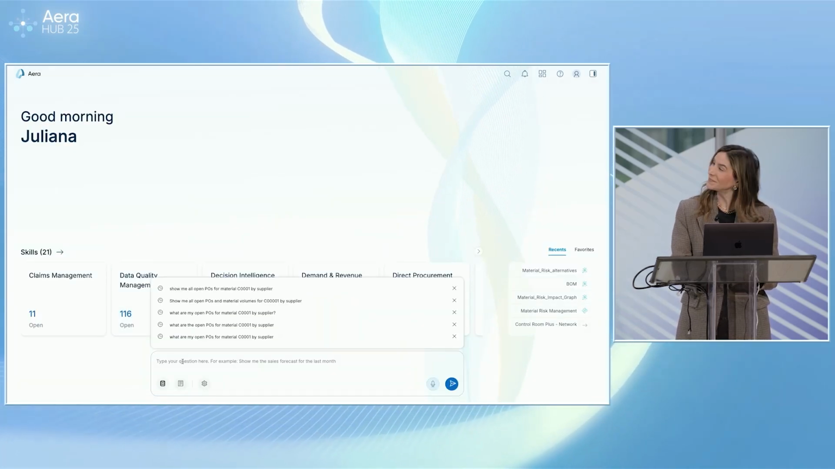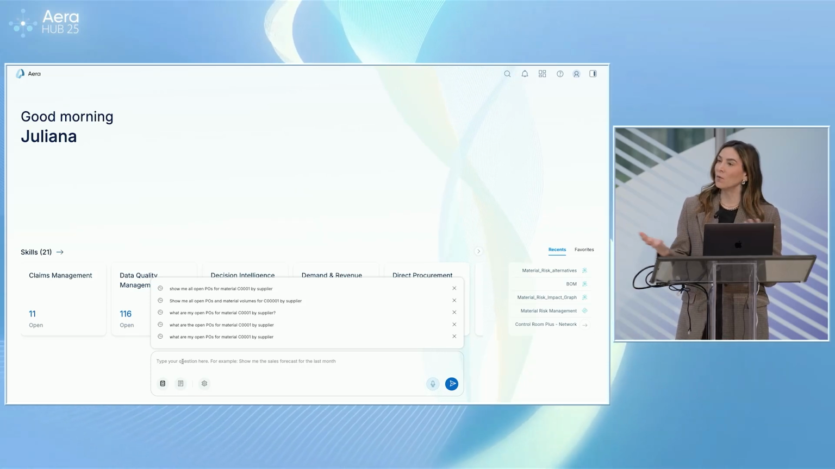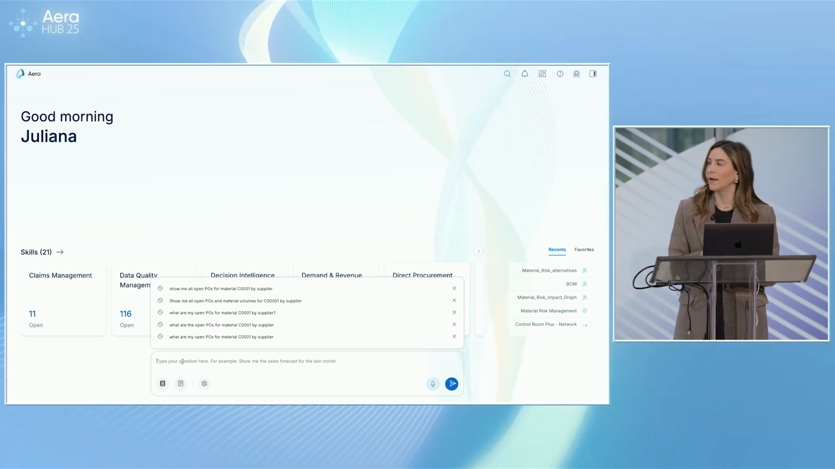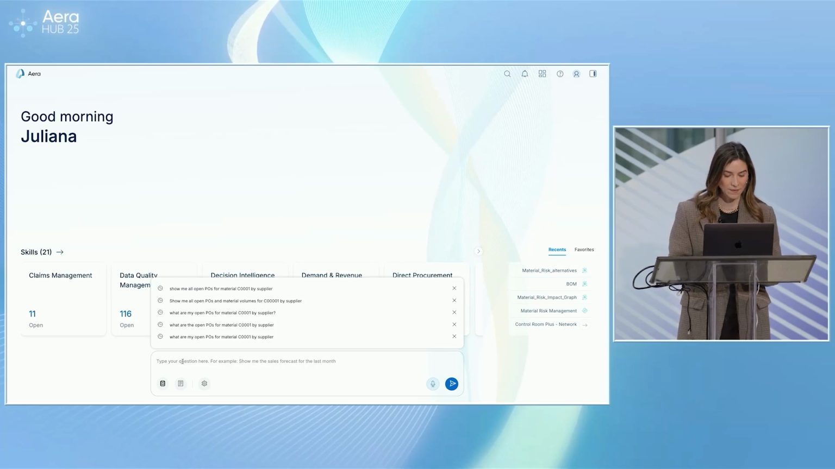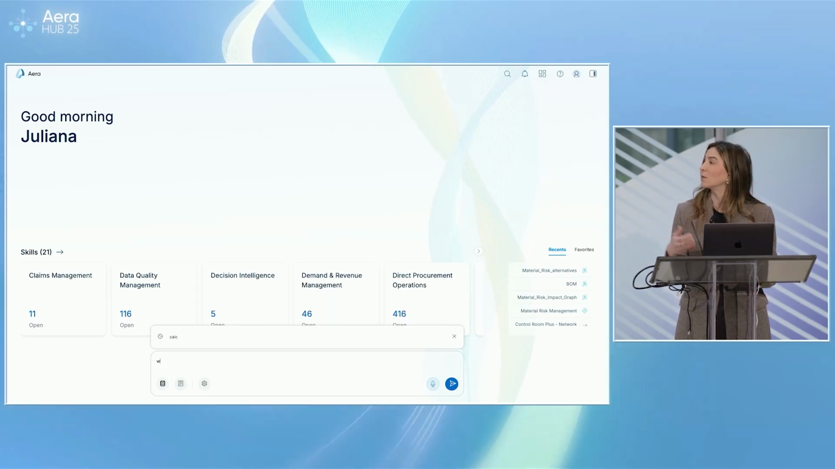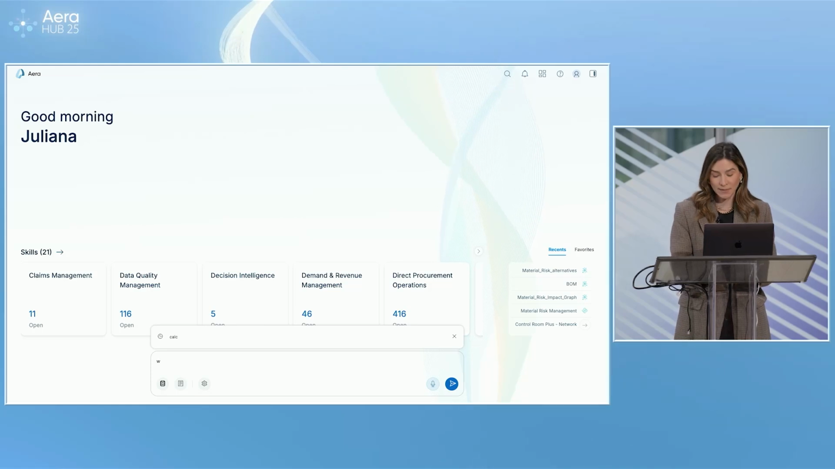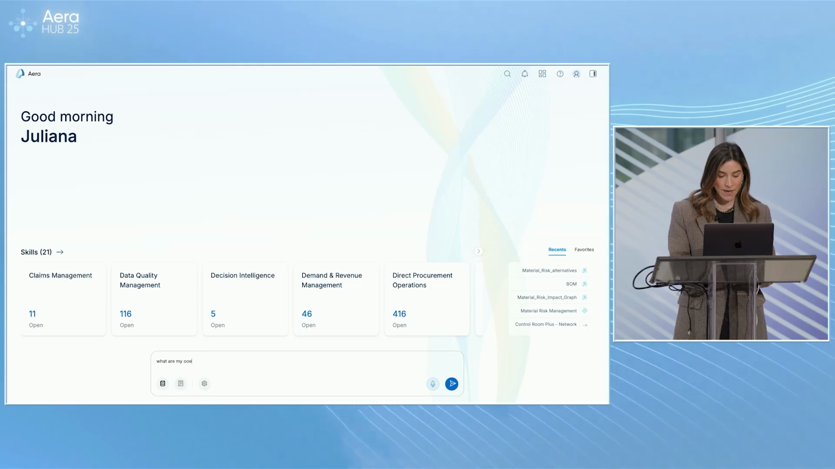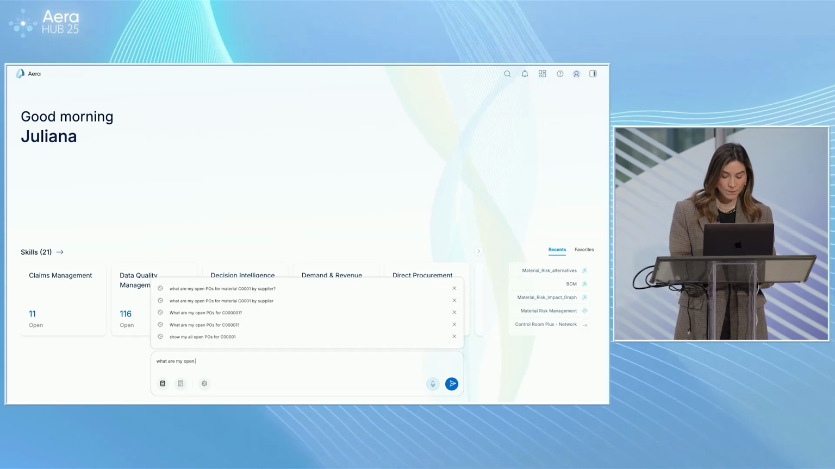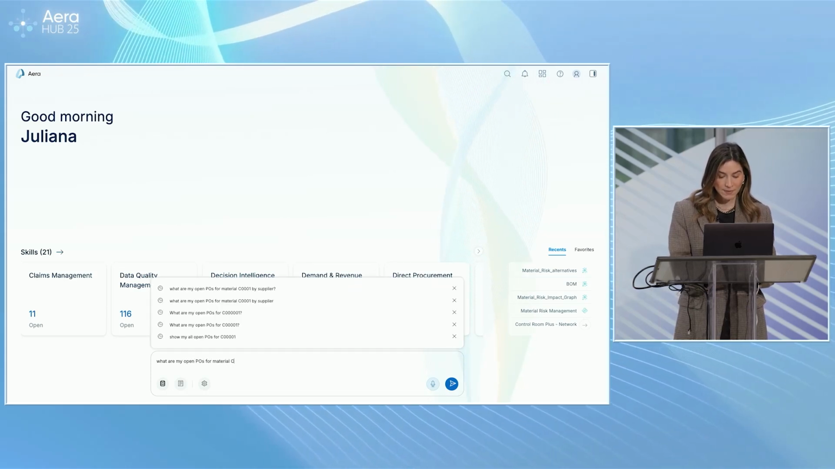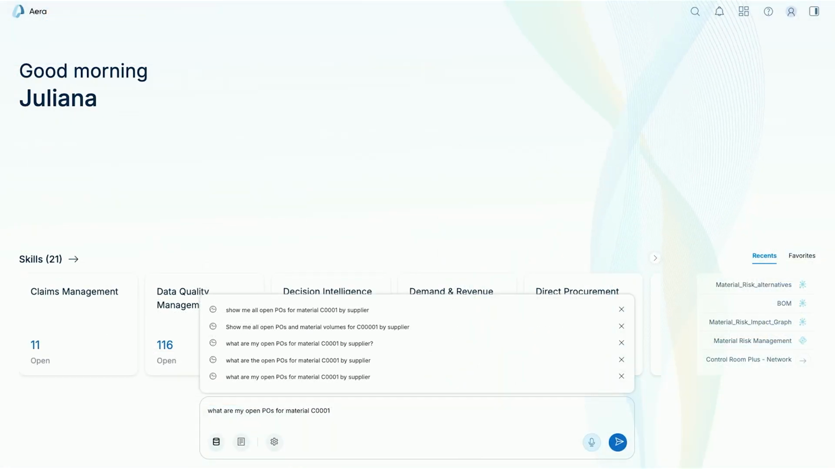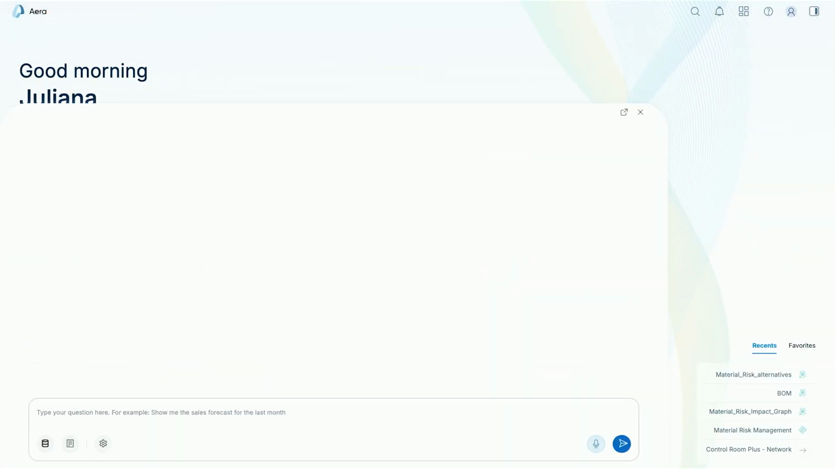So you want to know what your risk is. Yeah, that's right. I want to know what my risk is and start seeing what my possible alternatives for resolving this risk could be. So I can ask it things like, what are my open POs for this material by supplier, to see if I even have more suppliers that I can leverage. So let's do it. What are my open POs for material C001 by supplier? And I'll just ask that question, and Aera is retrieving this information, and I can start thinking about, okay, what am I going to do?